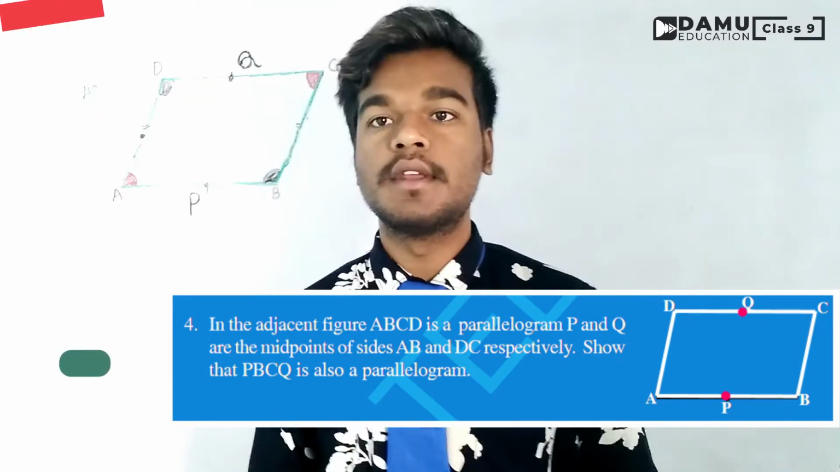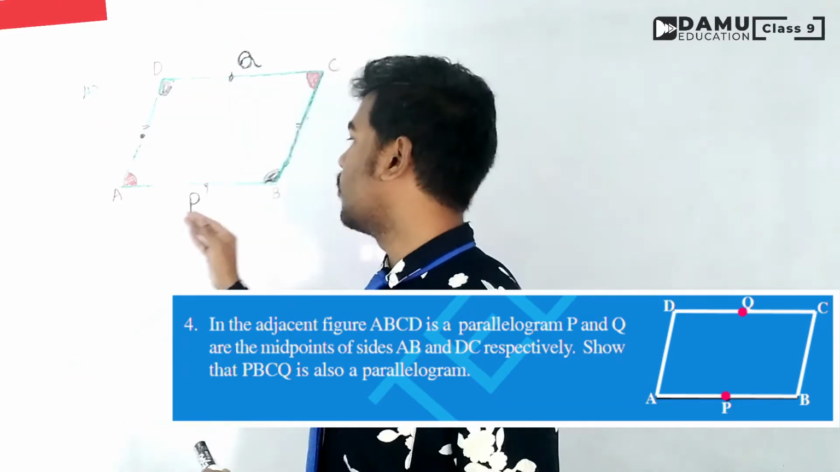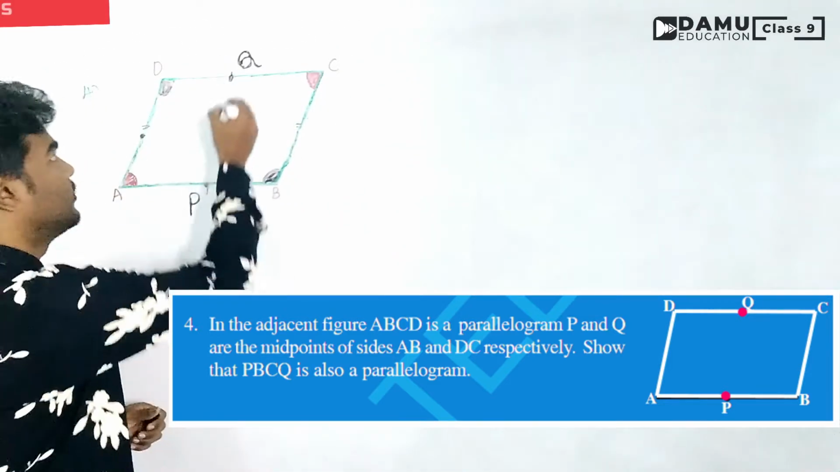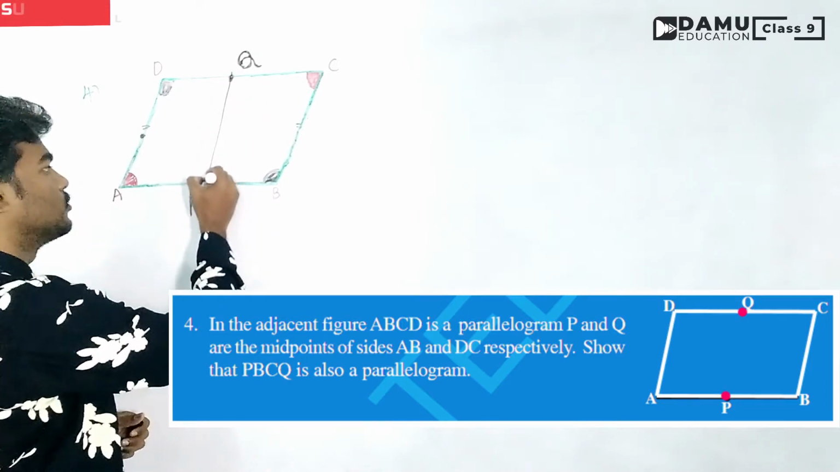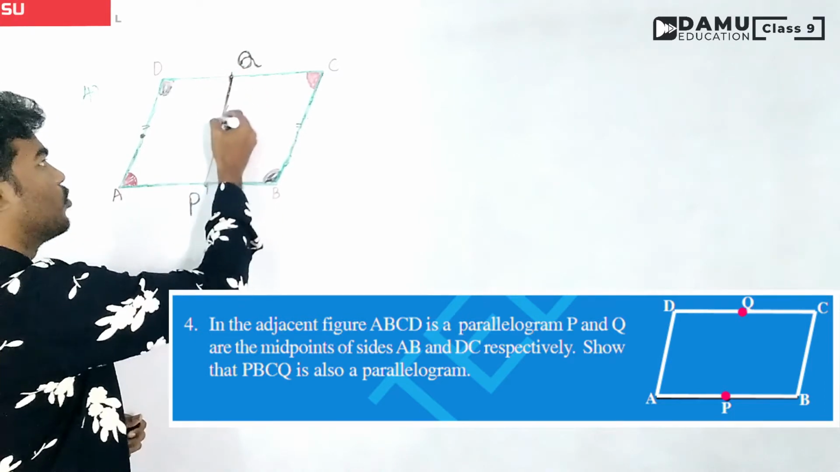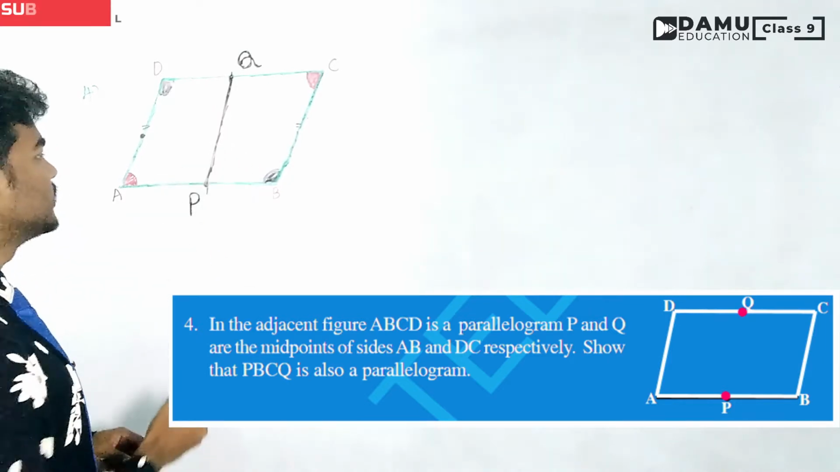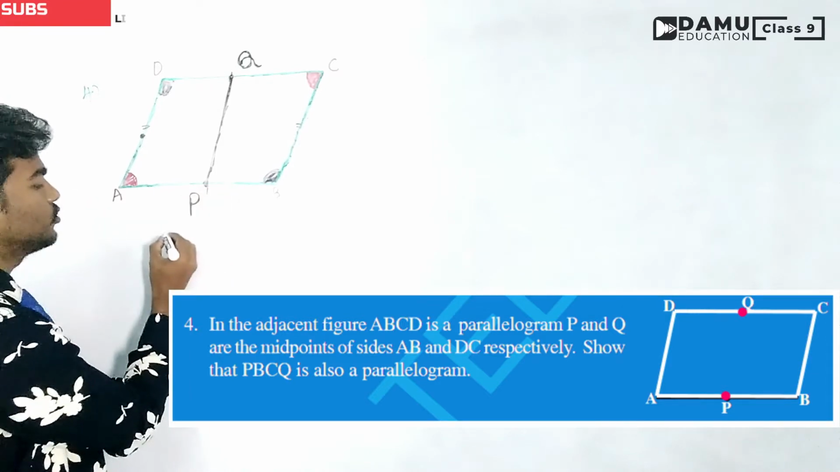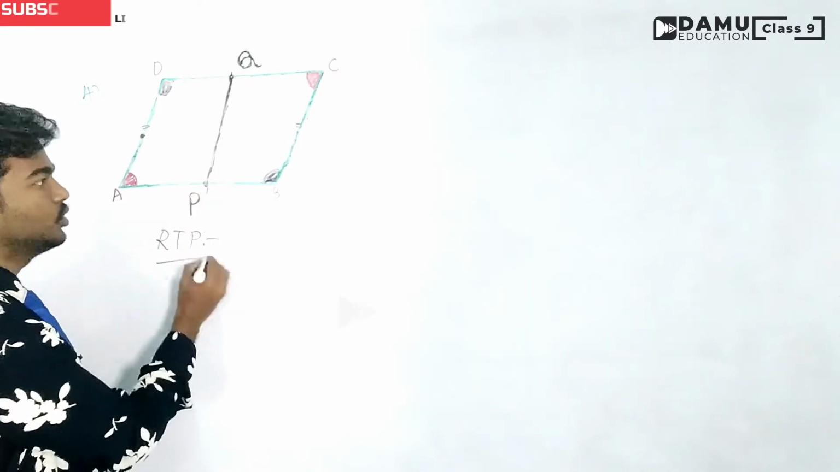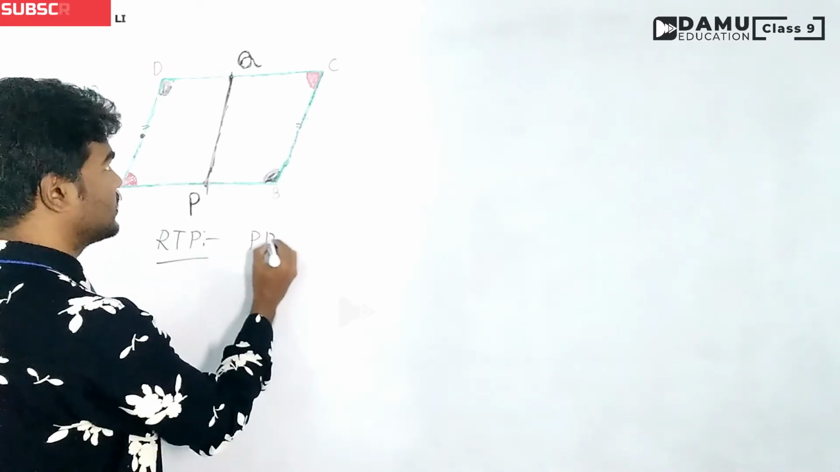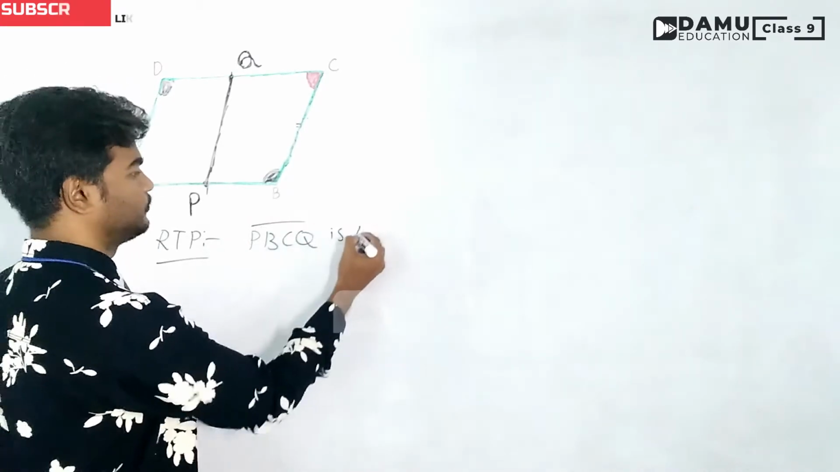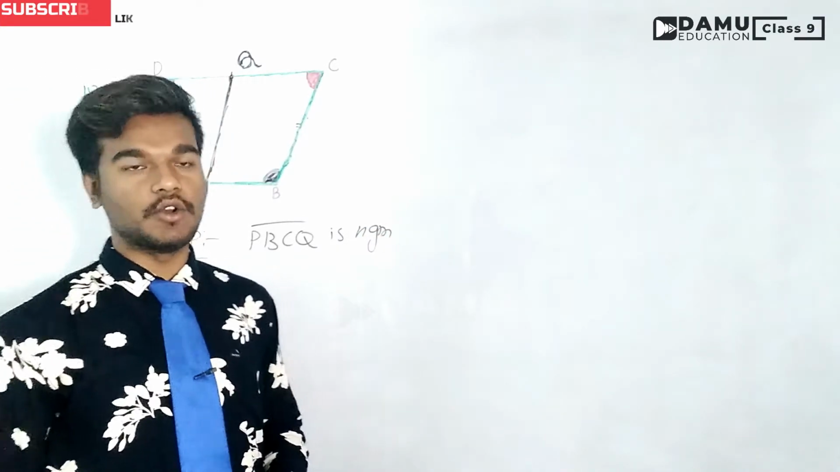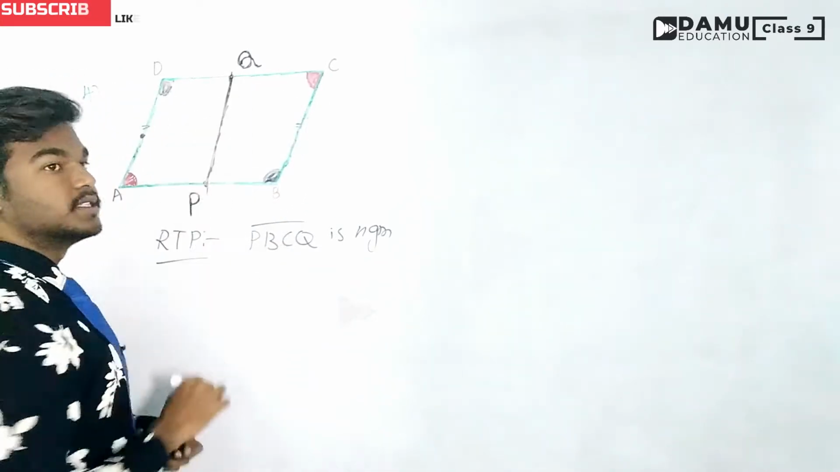So what is the given condition? Here P and Q are the midpoints of AB and DC respectively. Let's join P and Q. Let's take this point. What we need to show, that is, required to prove, is that PBCQ is a parallelogram. Two lines and the symbol, if you write like this, is a shortcut for parallelogram. So PBCQ is what we need to show.